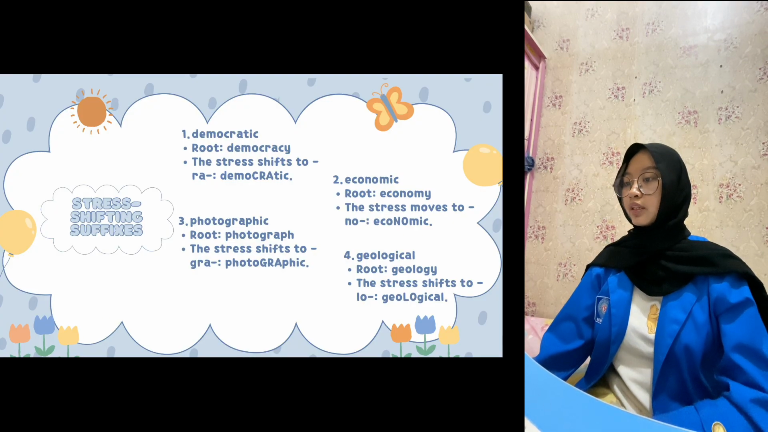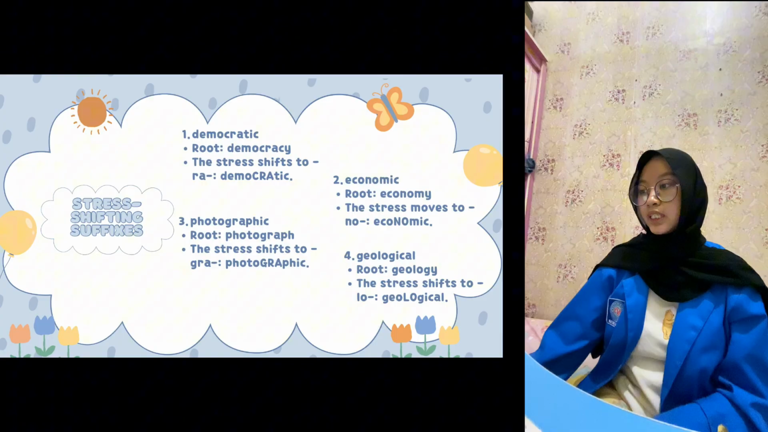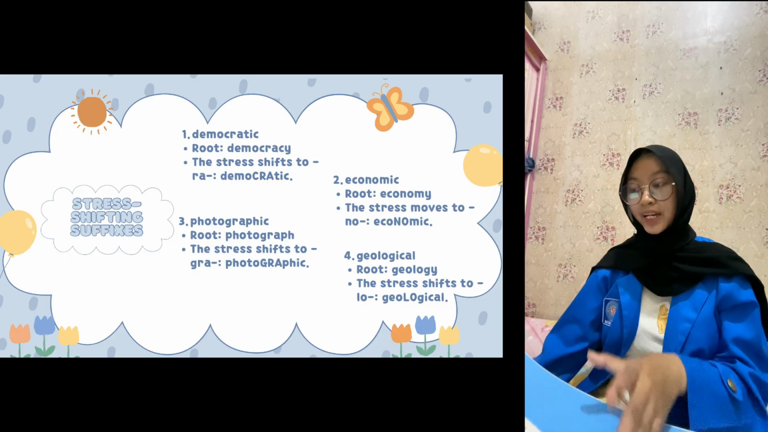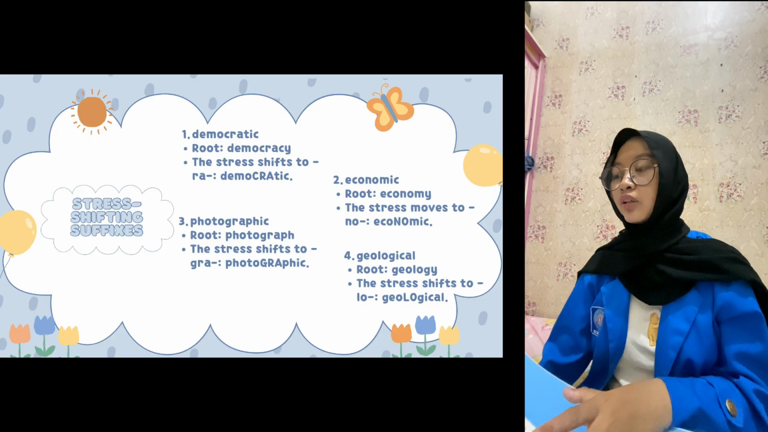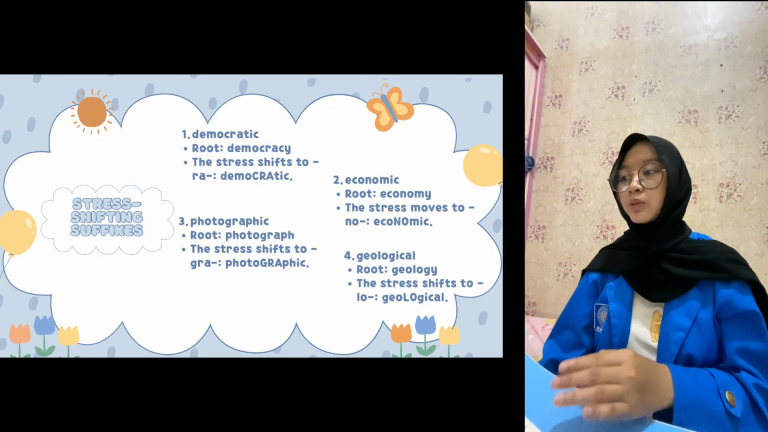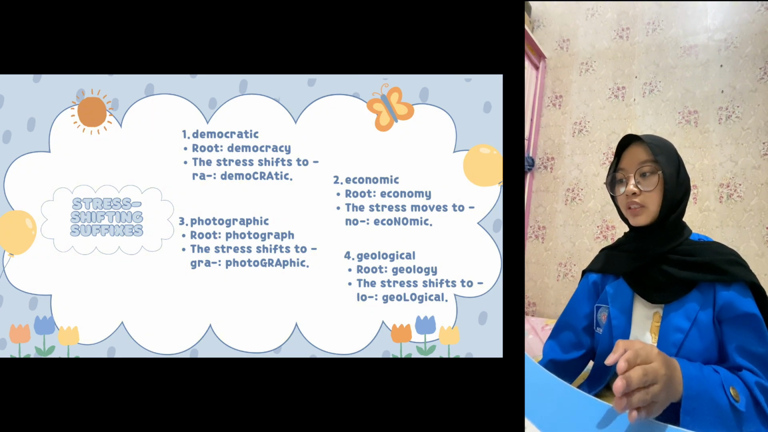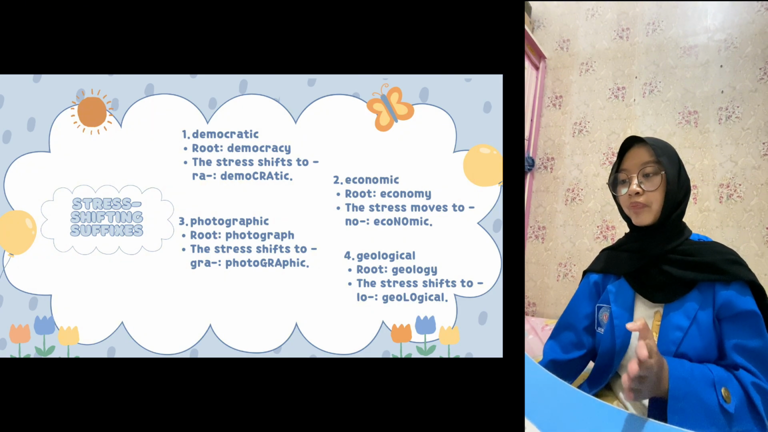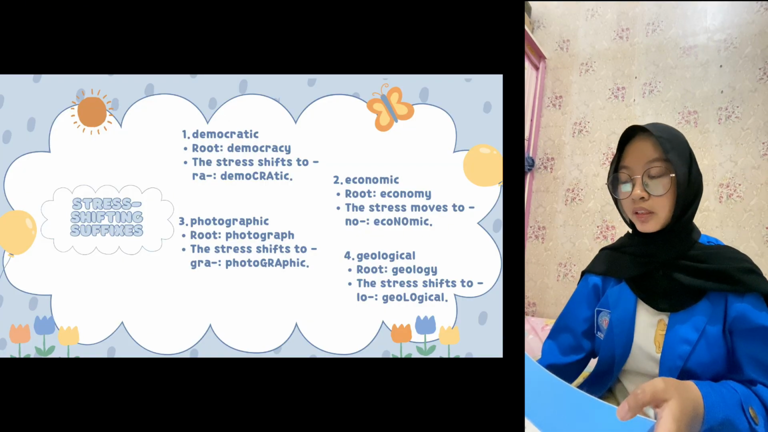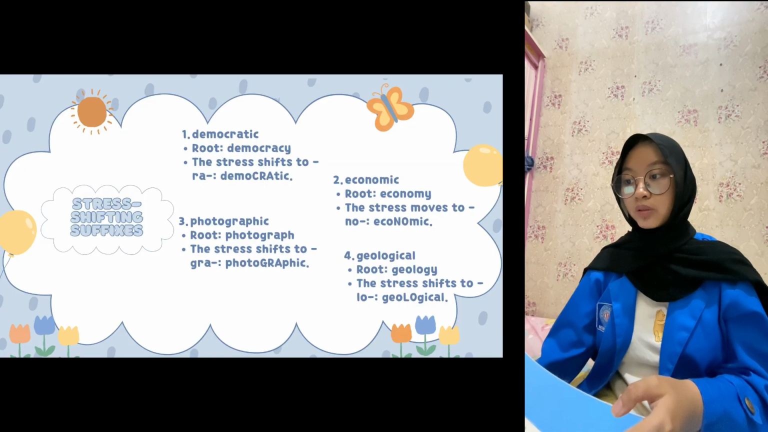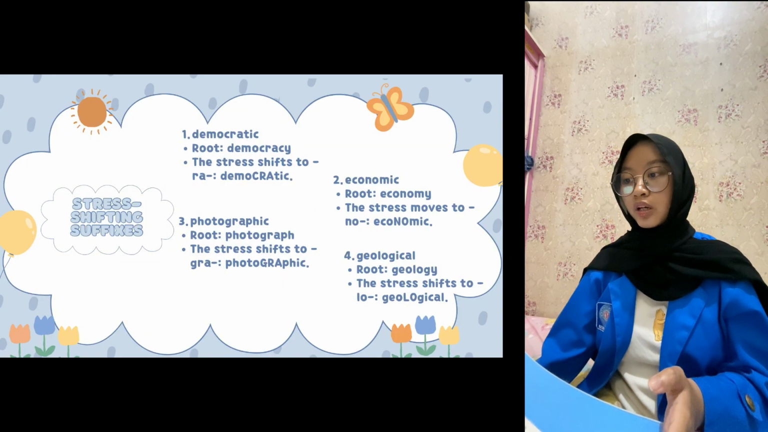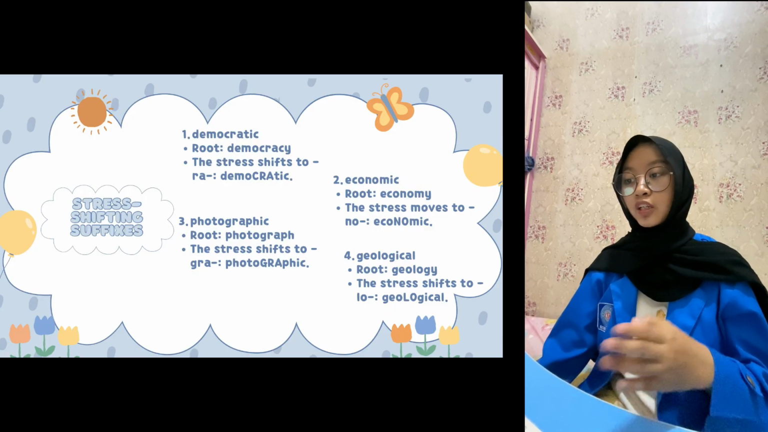And then last but not least is democratic. Their base word is democracy, but the stress shifts to ra, democratic. So if you read democracy, the stress was on the mo, but if you read democratic, the stress was on the ra. And then next is economic. The base word is economy, and the stress moves to no, economic, which before was on the co. Okay, economy.